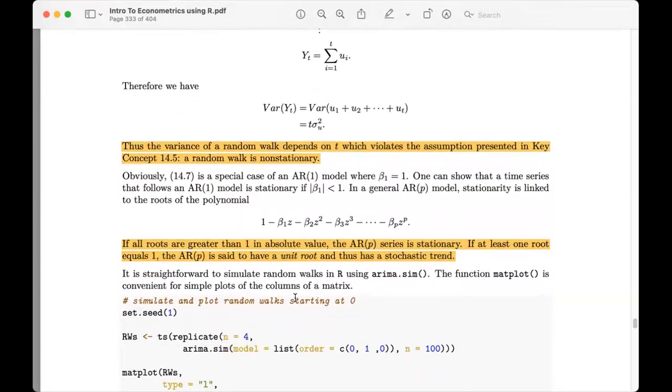Oh, I'm sorry for that. So we can see a random walk is non-stationary.